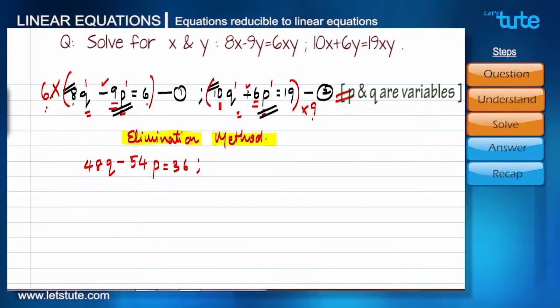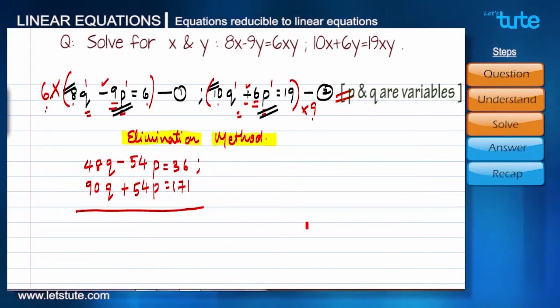So 9 into 10, it is 90q, plus, since here it is plus 6 into 9, it is 54p equals 19 into 9, it is 171. So after this multiplication, you can see that terms with variable p are having the same coefficient, that is 54.